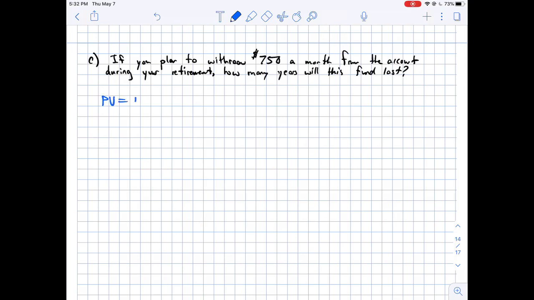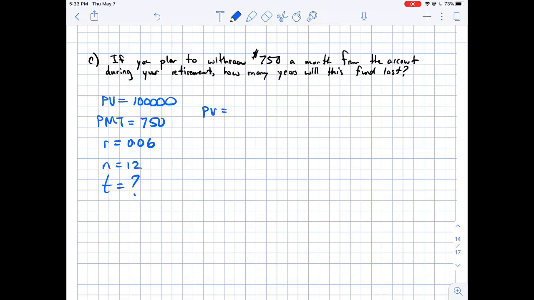The present value is our $100,000. The payment amount, or in this case, the amount that we would like to withdraw every month, is $750. And the interest rate is going to remain the same. So if that money still stays in the account, it is going to be earning 6% interest the whole time. N is 12 because it's still being compounded monthly. And for this one, we want to know how long is that money going to last? How many years will you be able to continue making these withdrawals?